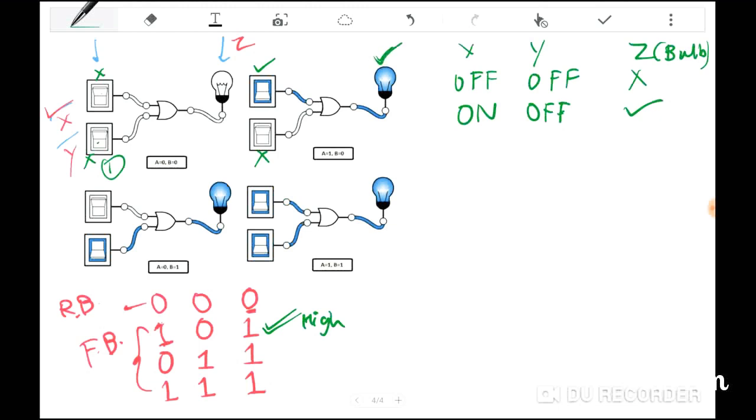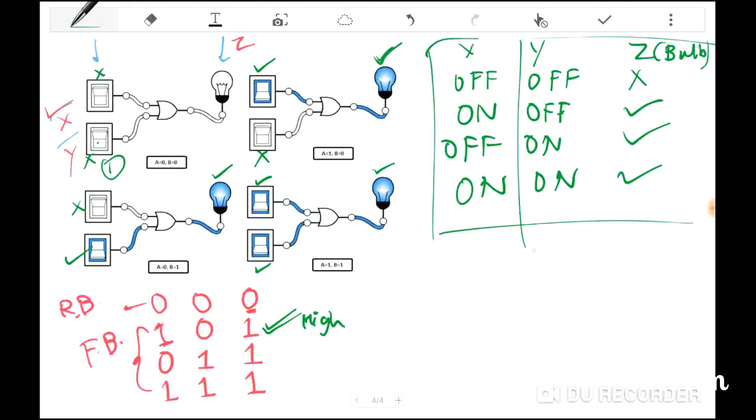In the third case, when one switch is off and one is on, we still get an output as 1. That is due to the forward bias condition. When both the switches are on, we get an output as on. I hope that you got how exactly the OR gate is working here by this real life example.